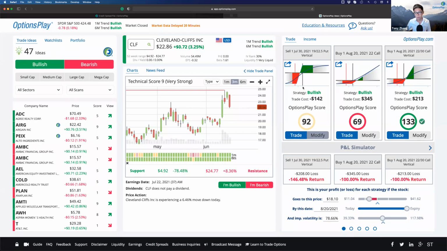You can look at the trade on its own. You can compare it to other strategies. And this is all part of your free 30-day trial.